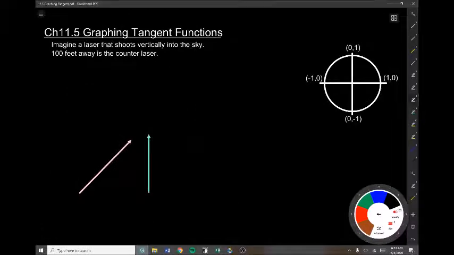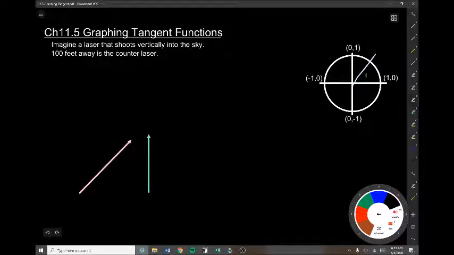Chapter 11, Section 5 is on graphing tangent functions. This will be our last section in this chapter. In the past, we've graphed sine and cosine. Today, we'll graph tangent. Here, I've got a unit circle with points at (1, 0), (0, 1), (-1, 0), (0, -1). So it's a circle with a radius of 1 unit.